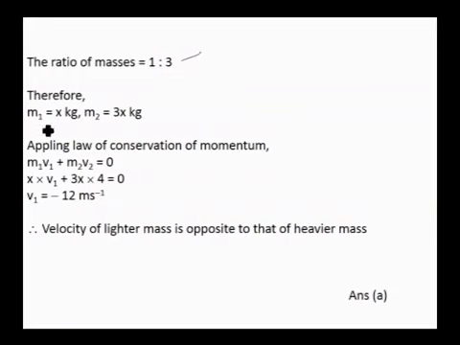Therefore, let us say m1 is some x kg, and therefore m2 is 3x kg. Now, using the law of conservation of momentum, you will see that m1 v1 plus m2 v2 is equal to 0. I am substituting these values. You will see v1 is equal to minus 12 meter per second. The minus sign tells you that the velocity of the lighter mass is opposite to that of the heavier mass, and therefore the correct option turns out to be A there.